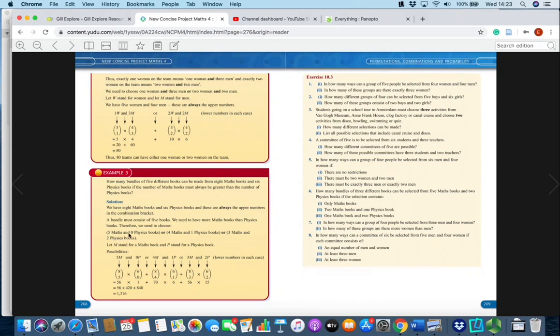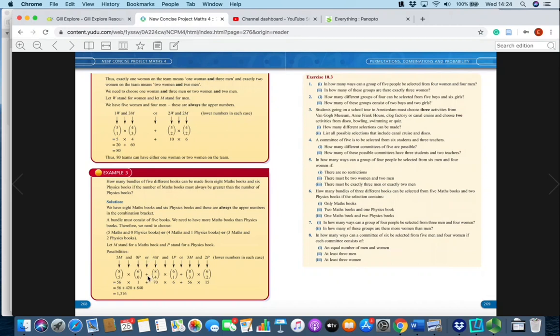Well, you can have 5 maths books and no physics books, or 4 maths books and 1 physics book, or 3 maths books and 2 physics books. Okay, now to work these out, you have to do each of them individually. So for 5 maths books and no physics books, out of the 8 maths books, you choose 5 of them, and out of the 6 physics books, you're choosing 0. So you're getting 56 for that one.